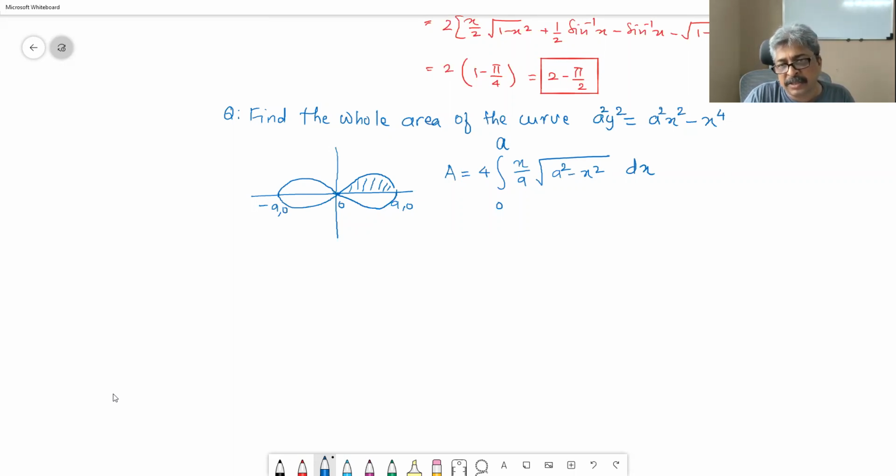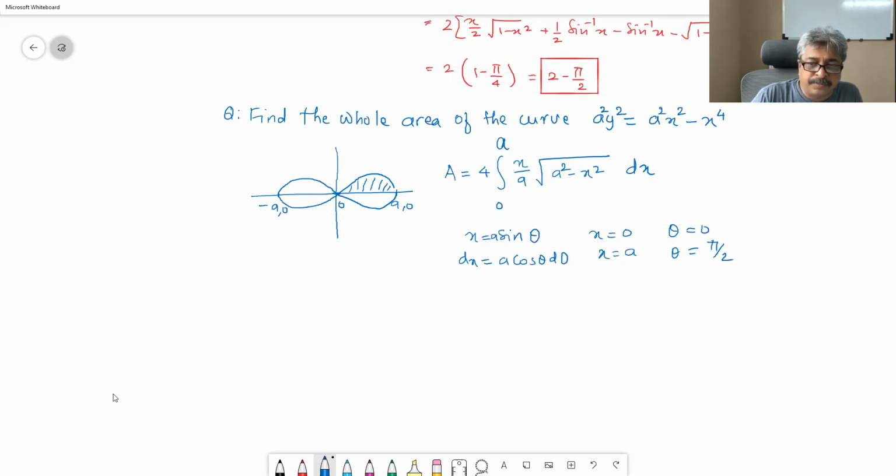Outside there is x, so I don't know what the shortest method is, but I have a method by which you put x is equal to a sine theta. At x is equal to 0, theta is going to be 0, at x is equal to a, theta is going to be pi by 2, and dx is equal to a cos theta d theta.